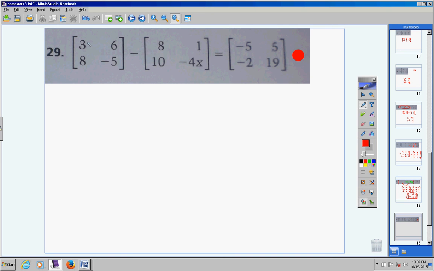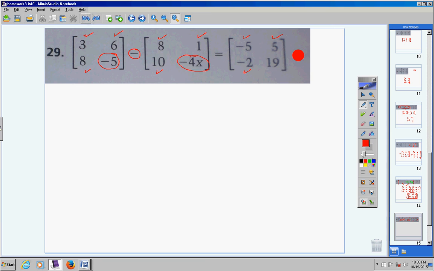For example, watch this. 3 minus 8 is negative 5. Watch this now. 6 minus 1 is 5. 8 and 10. 8 minus 10 is negative 2. So students, think about it. Negative 5 minus negative 4x equals what? 19. Students, I've got an equation right there.